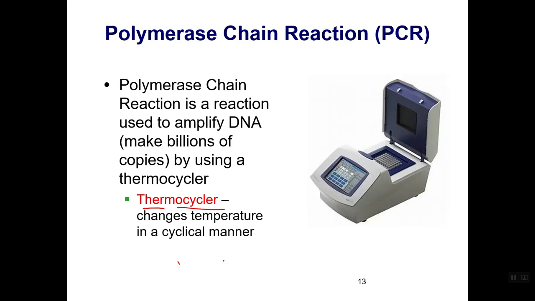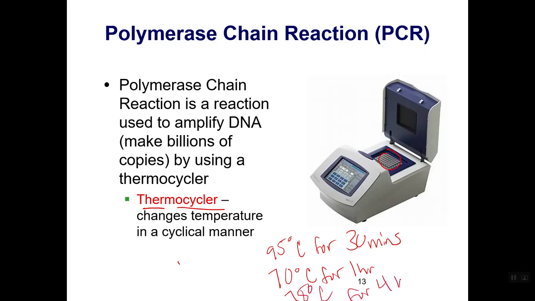You're able to program these thermocyclers to do whatever you want. You could tell it, I want you to change the temperature, and by the way, the samples are loaded here. I want this machine to change the temperatures to 95 degrees Celsius for 30 minutes, and then jump down to 70 degrees Celsius for an hour, and then jump back up to 78 degrees Celsius for 4 hours. And it would repeat phases 1, 2, and 3 over and over until you told it to stop. So you could tell it that you want it to do 30 cycles or 50 cycles, whatever you program it to do.